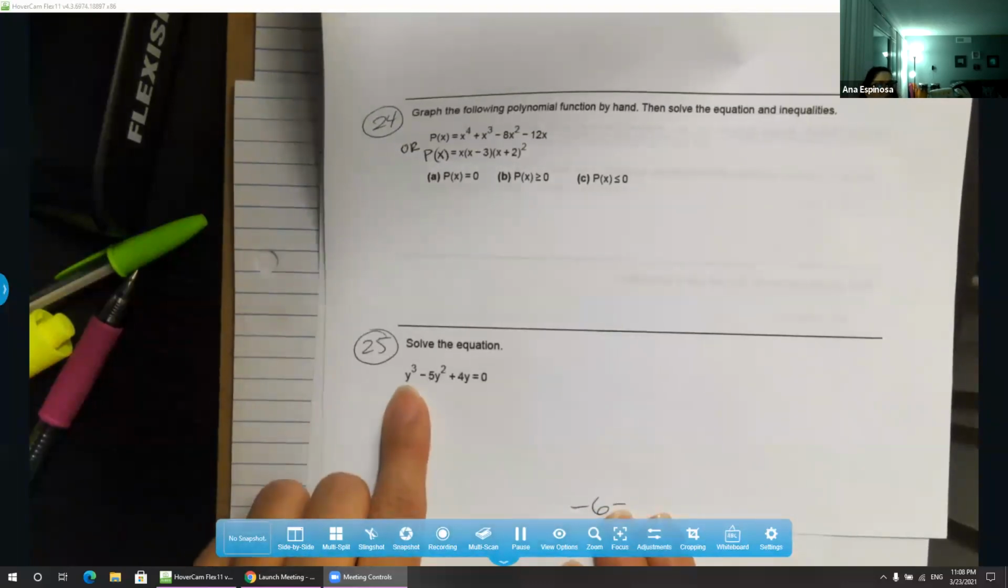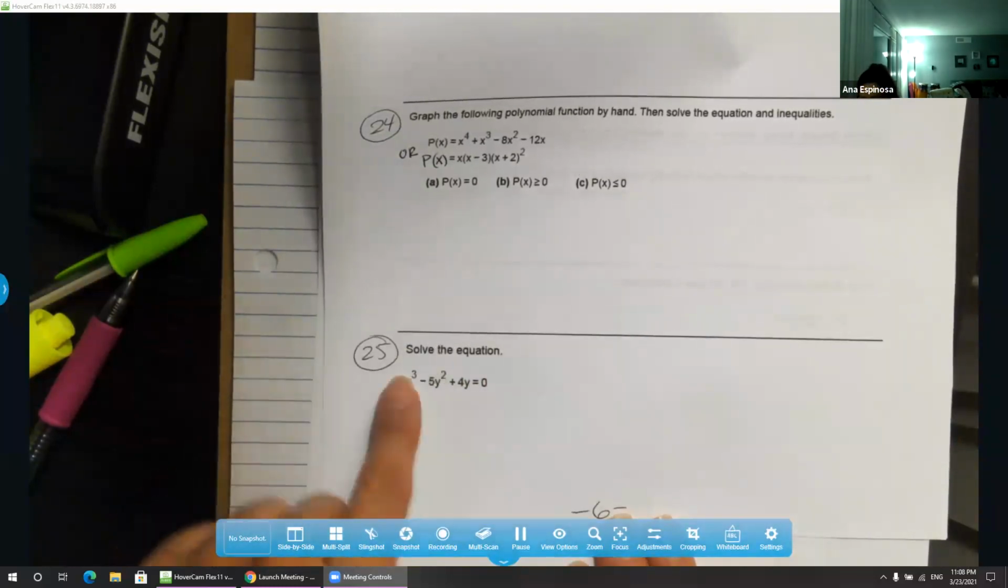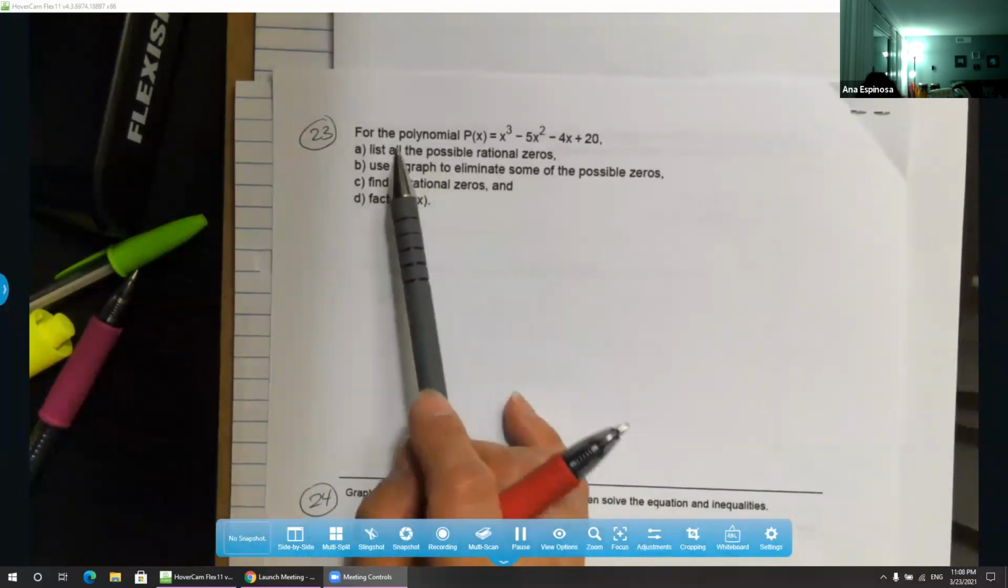A cubic, it looks difficult, but all you do is factor out a y. You end up with a quadratic, which then you can either factor or use the quadratic formula. These are all factored right away. All right, last one I want to briefly go over because I don't want to take too much time already.